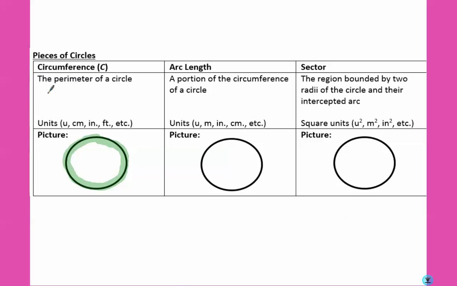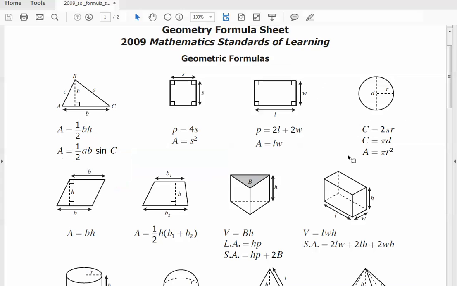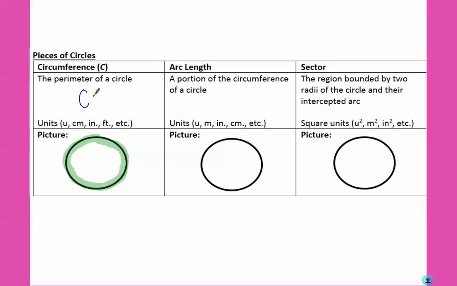The formula for this is on your formula sheet. It's right here. You can find circumference using radius or diameter. Typically we're given the radius. So the circumference equals 2 pi r. And our units are one-dimensional, so it would just be centimeters, inches, feet, etc.